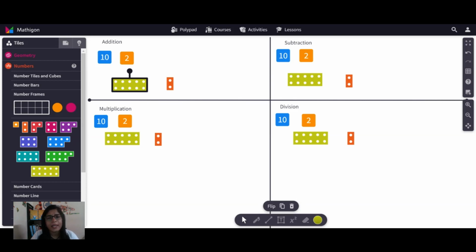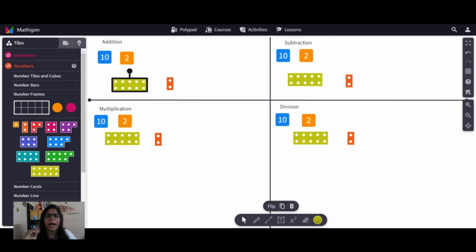Now, why is this problem happening? This problem is happening because children do not have a mental model of each operation. What is a mental model? A mental model means you have to have a movie kind of a thing or an image kind of a thing for a concept so that the child can understand and utilize it.